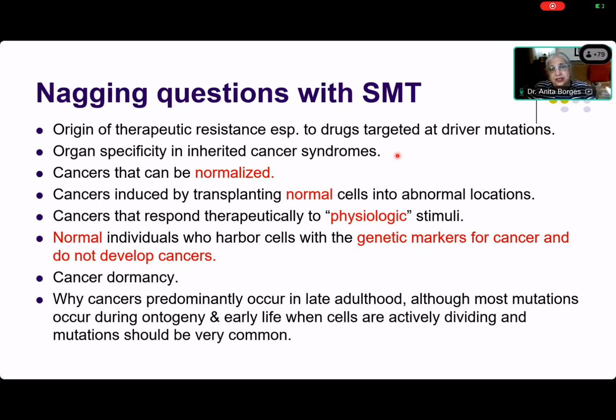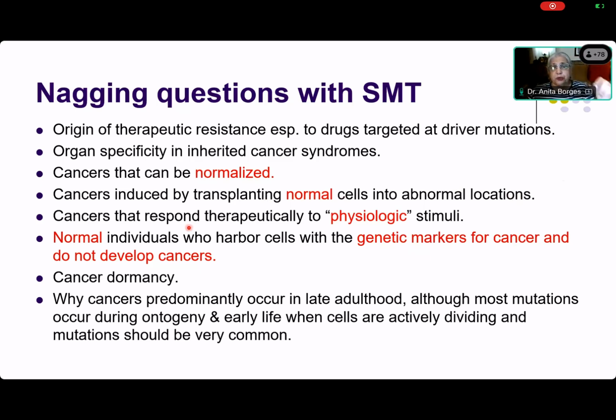The SMT says that since you've got this abnormality in all cells, you should get cancers in all cells, but it doesn't happen. Cancers, it's very interesting, can be normalized, and we all know about them, and we will take some examples. Cancers can be induced by transplanting normal cells into abnormal locations, and that's very odd because these normal cells do not have mutations. Now you push them into an abnormal location, and they start to form tumors.